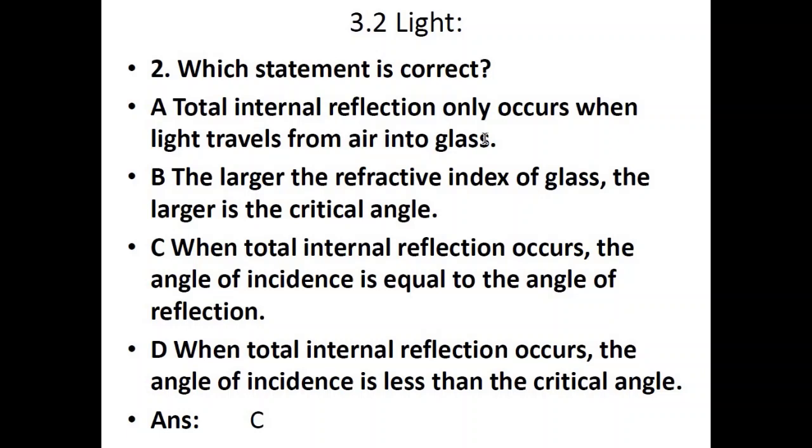When total internal reflection occurs, the angle of incidence is equal to the angle of reflection. No, that is false. Sorry, yeah, that is true. When total internal reflection occurs, both angles become equal. When total internal reflection occurs, the angle of incidence is less than the critical angle. That is wrong. It is greater than the critical angle, otherwise total internal reflection would not occur. Hence statements A, B and D are wrong, whereas C is the only correct one, so our answer would be C.